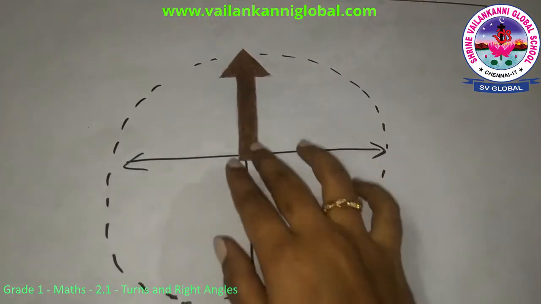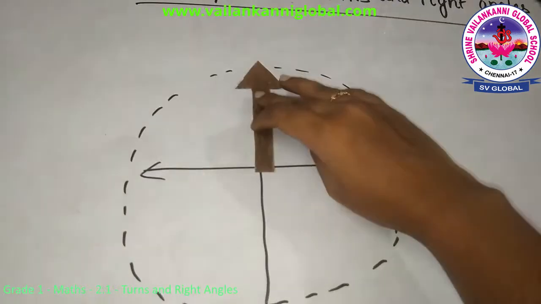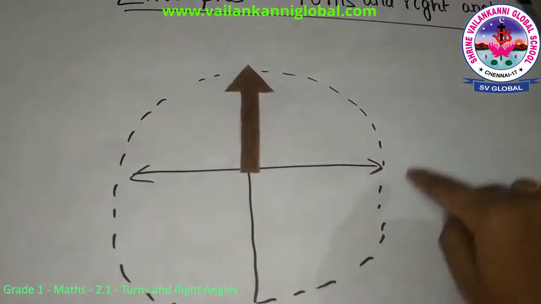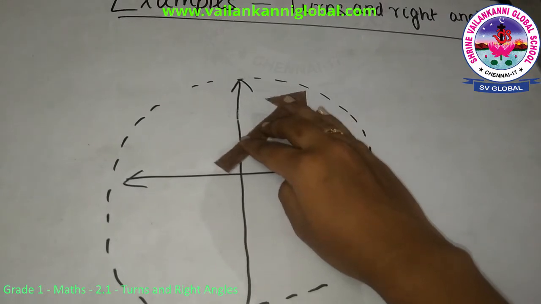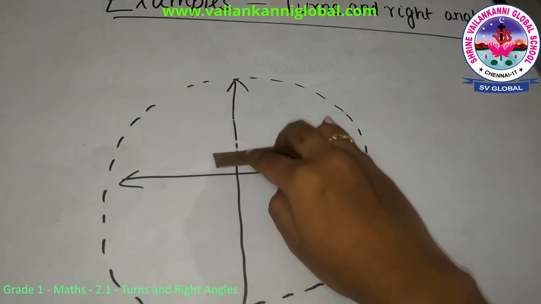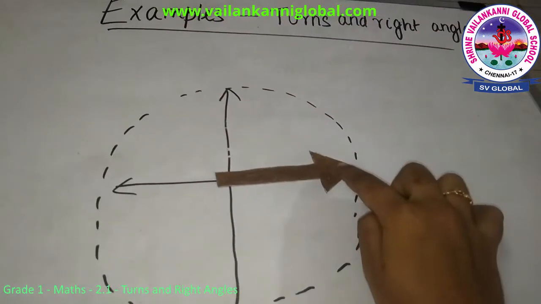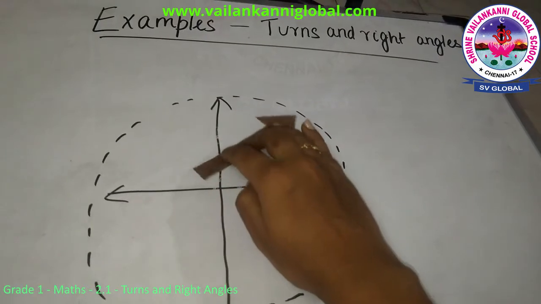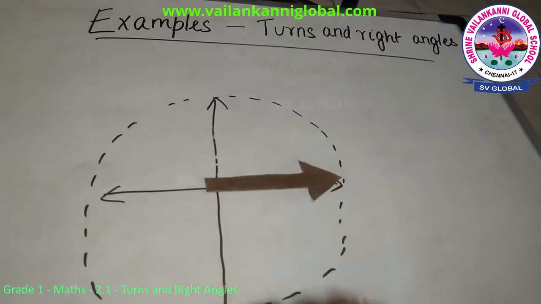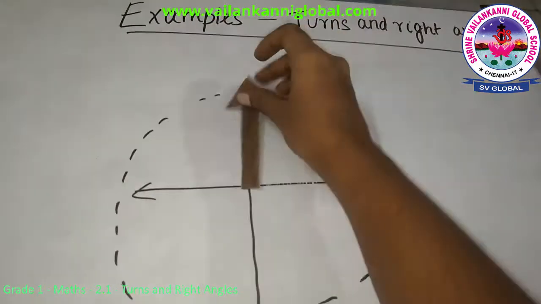Now I have my arrow here. Now I am going to make a quarter turn. So how do I change it? It will move in the clockwise direction. So my arrow will move like this, similar to the hands of a clock, and it will face here. So this has made a quarter turn. Originally it was here, now it has made a quarter turn and it will face this direction.